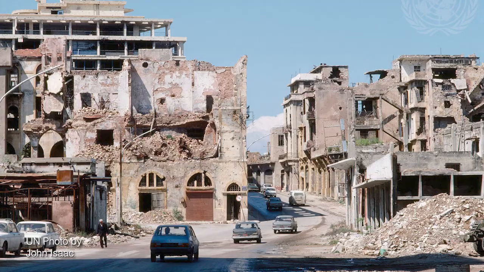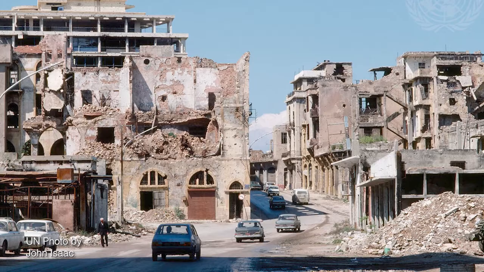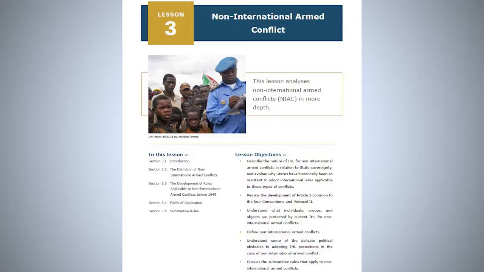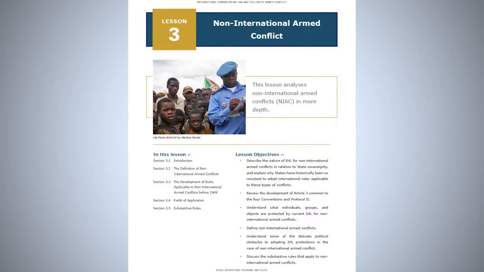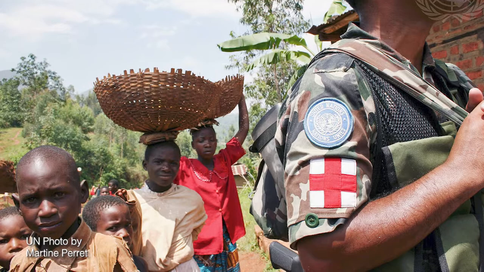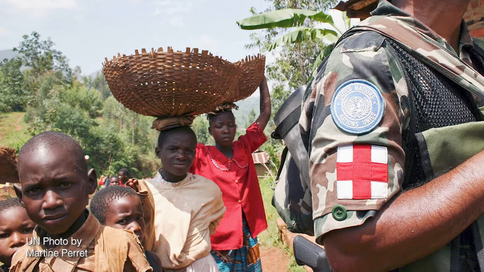States and international law have never treated domestic and international armed conflicts the same way. In recent years, however, the distinction between the two has become blurred, and more recent treaties were designed to apply to both types of armed conflict. In Lesson 3, you will learn about the development of rules applicable to domestic armed conflicts. More specifically, this lesson summarises the rules and protections offered in Article 3, common to the 4 Geneva Conventions, and Additional Protocol 2 regarding non-international armed conflicts.